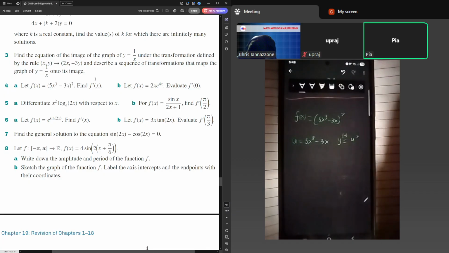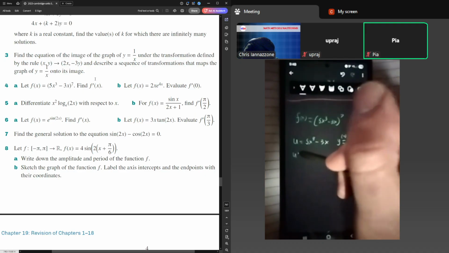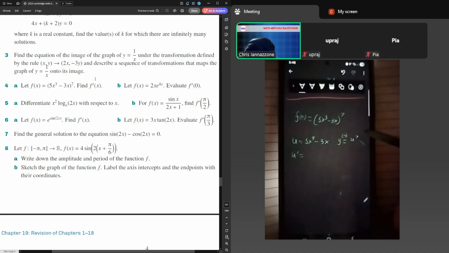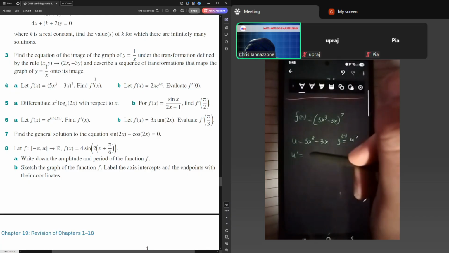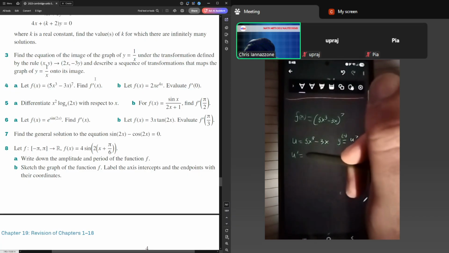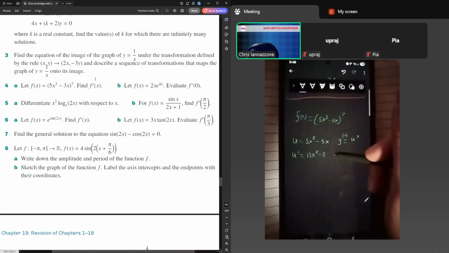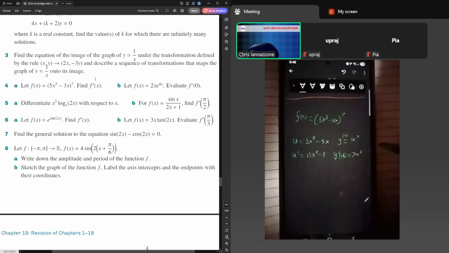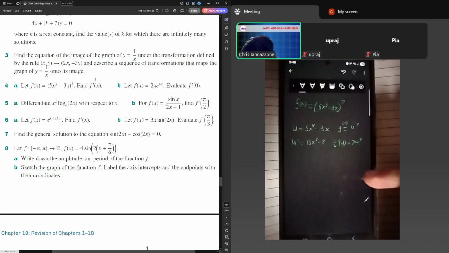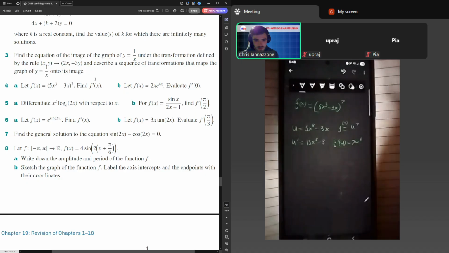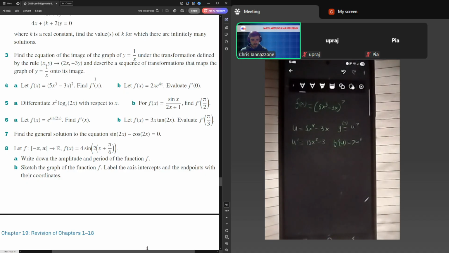And then we find the derivatives of each of them. Absolutely. Derivative of these. So 3 goes down the front, makes 15 x squared minus 3. And then y dash of u, we're looking at 7u to the power 6. If anyone needs a refresher of that, let me know. Otherwise, we can move on. How do we finish this?